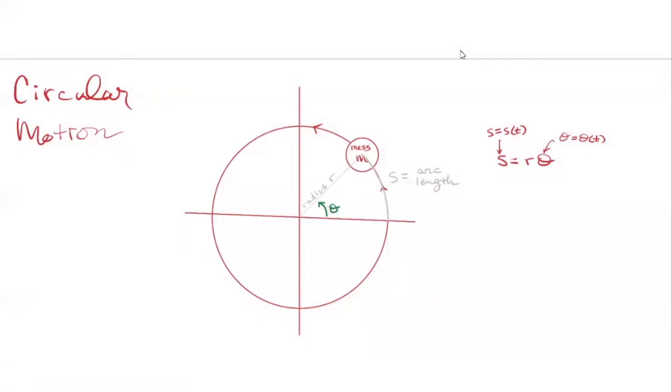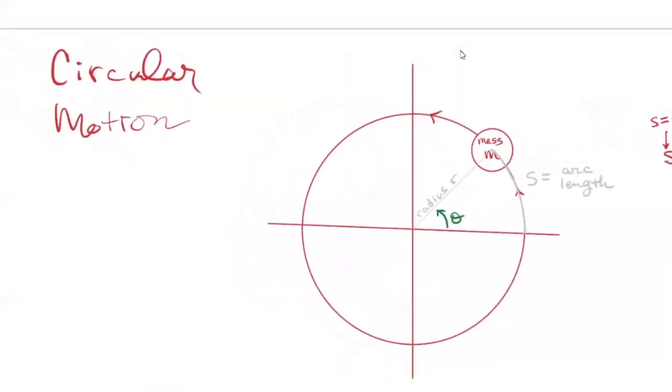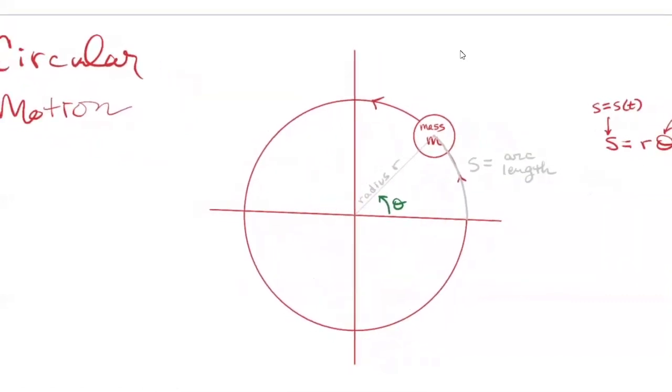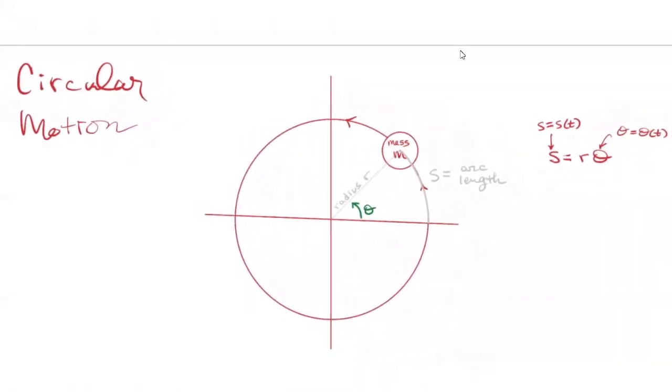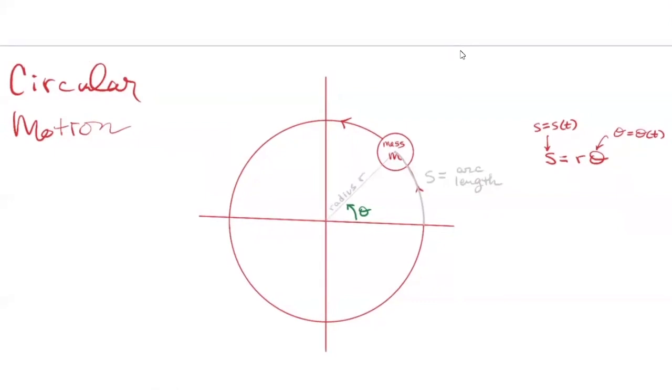Okay, so again, we're talking about circular motion. We've got a mass that's moving in a circular motion. The radius of the circle is r, and the angle of inclination is theta. And we know the relationship between the arc length, which is the distance being traveled, and the angle is that s is r theta. And recognizing that the object is moving, s is actually a function of time and theta is also a function of time.